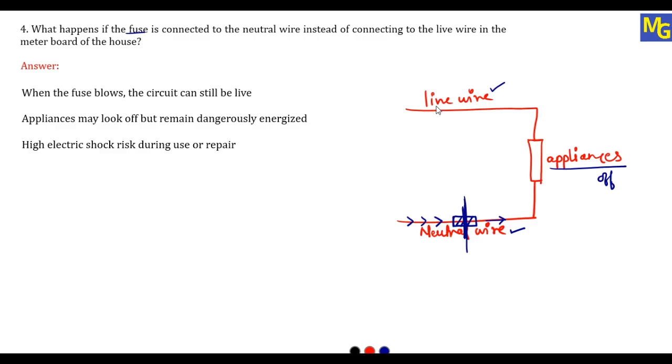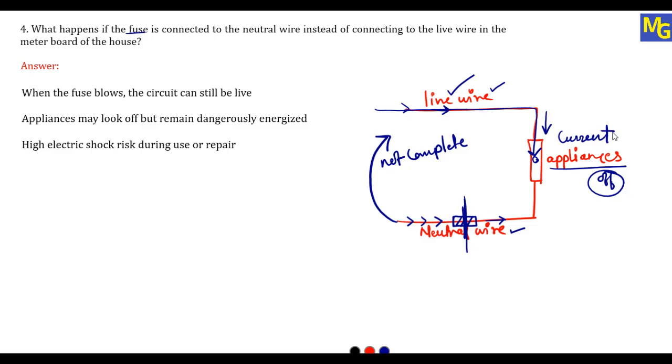But can you see, the live wire is still connected to the appliances. Maybe the electric circuit is not complete. See, here I am writing it is not complete, but still the live wire is connected to the appliances. So whatever current is coming from the live wire, that current is still going into the appliances. So the appliances, maybe from outside it looks off, but inside the appliances there is a current. Therefore, what happens, when the fuse blows, the circuit can still be live.